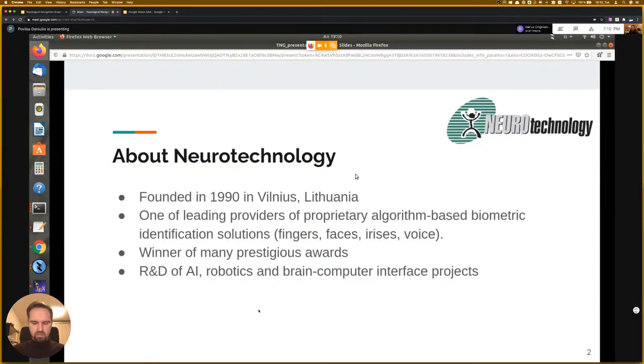First, I would like to introduce the company in a few words. Neurotechnology was founded in 1990, just after independence, in Vilnius, Lithuania. And currently, we are one of the leading providers of proprietary algorithm-based biometric identification solutions for multiple modalities like fingers, faces, irises, and voice, and winner of many prestigious awards in that area. Besides, we are doing research and development of artificial intelligence, robotics, and brain-computer interface projects.